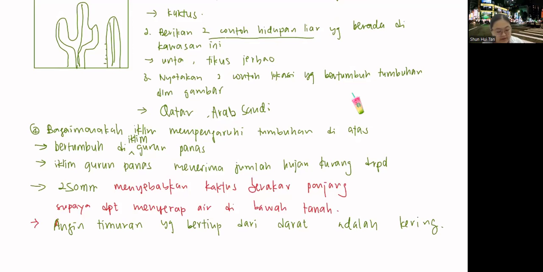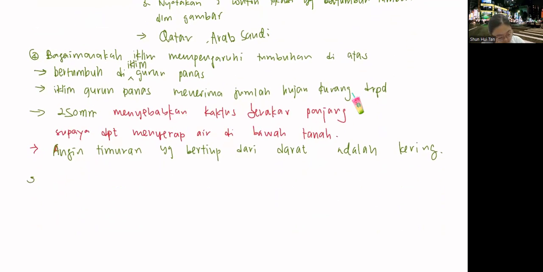And normally the red color part will be worth another 4 marks. All right. And then as I said, normally for gurun panas, they would like to ask you about iklim or tani. So you can say the same. Bagaimanakah tani mempengaruhi tumbuh-tumbuhan dan hidupan liar di atas.